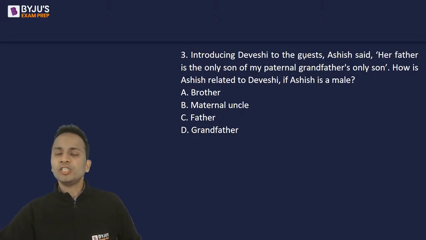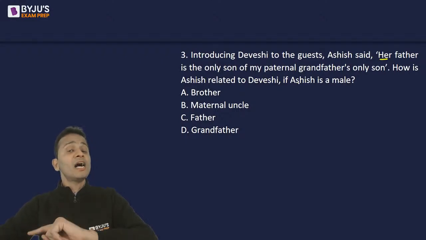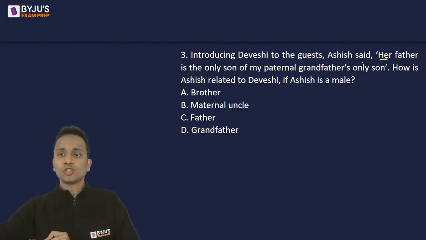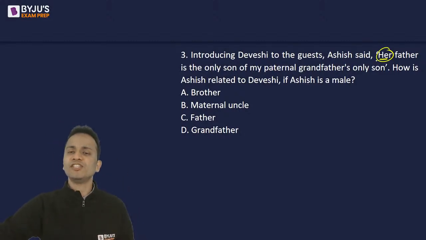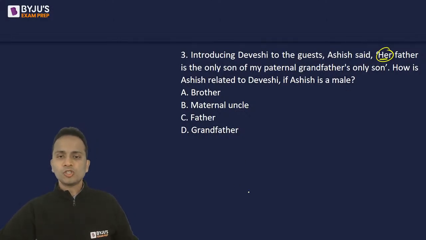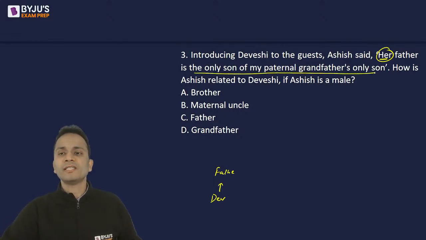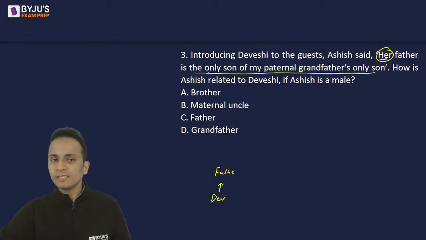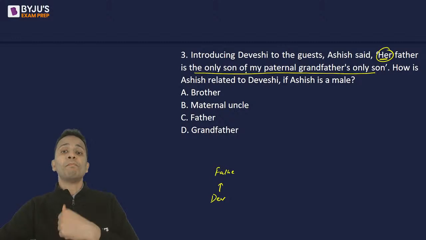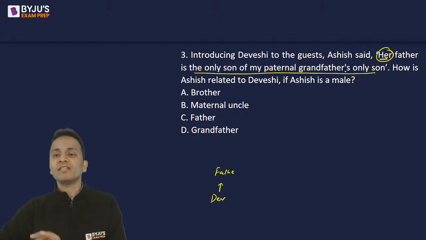Now, introducing Devashi to the guest, Ashish said, her father. Ashish has said her father, that means Devashi's father. Ashish is using the word her for Devashi, so now I can say that Devashi is a female. So Ashish is saying that her father, that means Devashi's father, is someone. Now let's find out who is Devashi's father. Devashi's father is the only son of my paternal grandfather's only son.